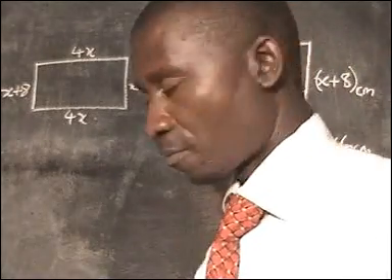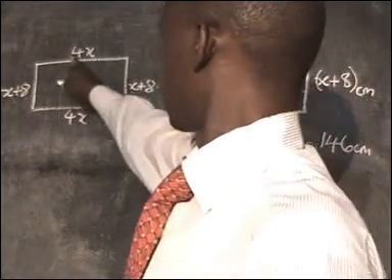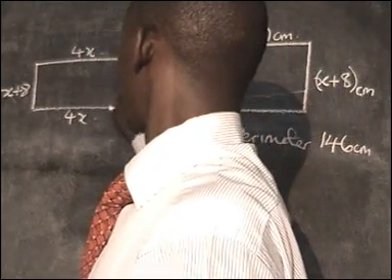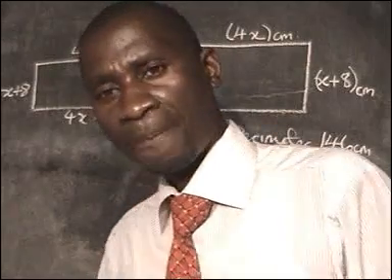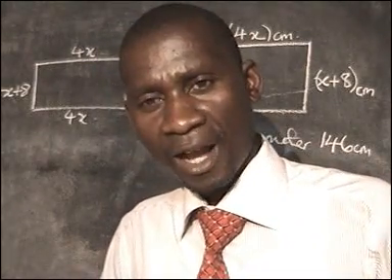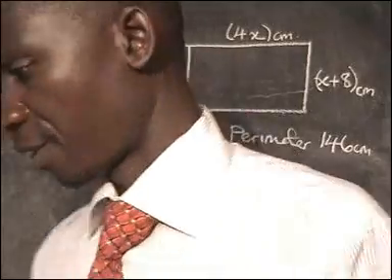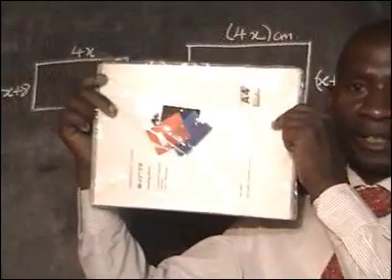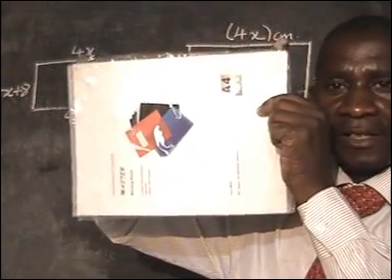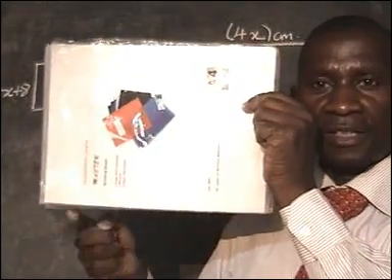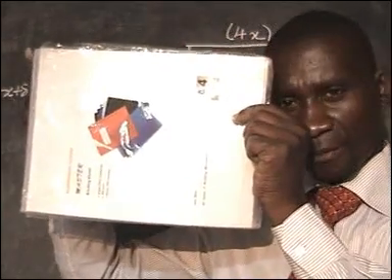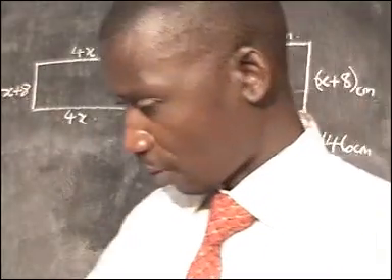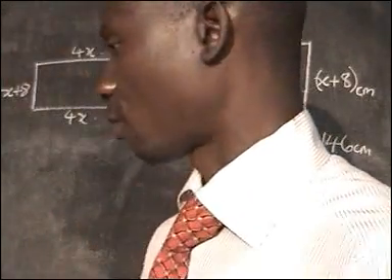Knowing the length to be 4x centimeters, this is 4x centimeters and that is 4x centimeters. This is x plus 8 and this is x plus 8, since two opposite parallel lines are equal. This shape is called a rectangle. The distance from there to there is the same as the distance from there to there, for as long as this remains a rectangle.